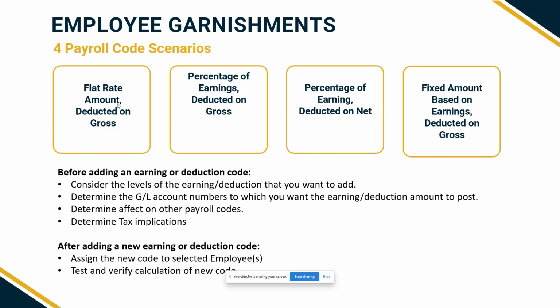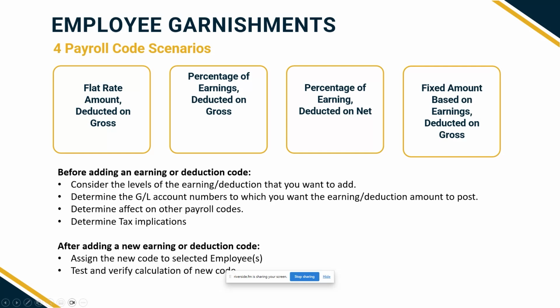Then determine the GL account numbers to which you will want the earnings or deductions amount to post to. Determine the effect on other payroll codes. Does this code have to be included in another code, or is this code calculated off of something else? And then determine if there are any tax implications. After adding a new code, regardless if it's a garnishment code or another code, assign the new code to an employee or selected employees, and then test and verify the calculation of the new code is as expected.